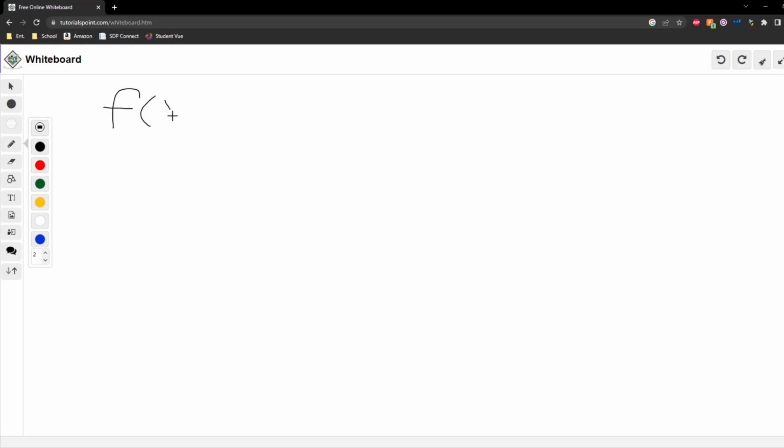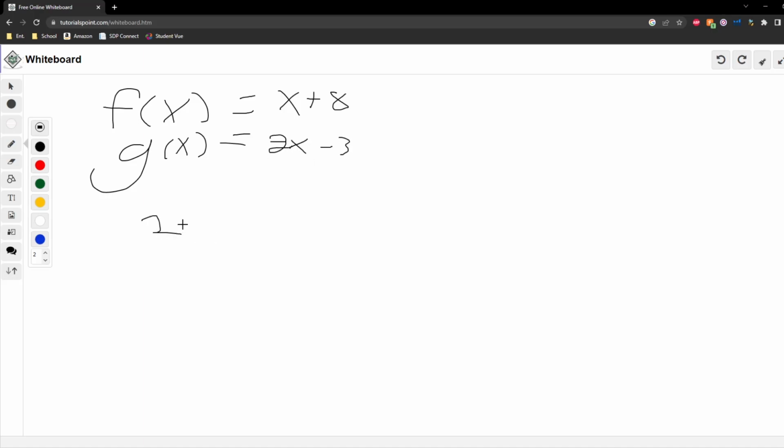F of x is equal to x plus 8. G of x is equal to 2x minus 3. You should have gotten 2x squared plus 13x minus 24.